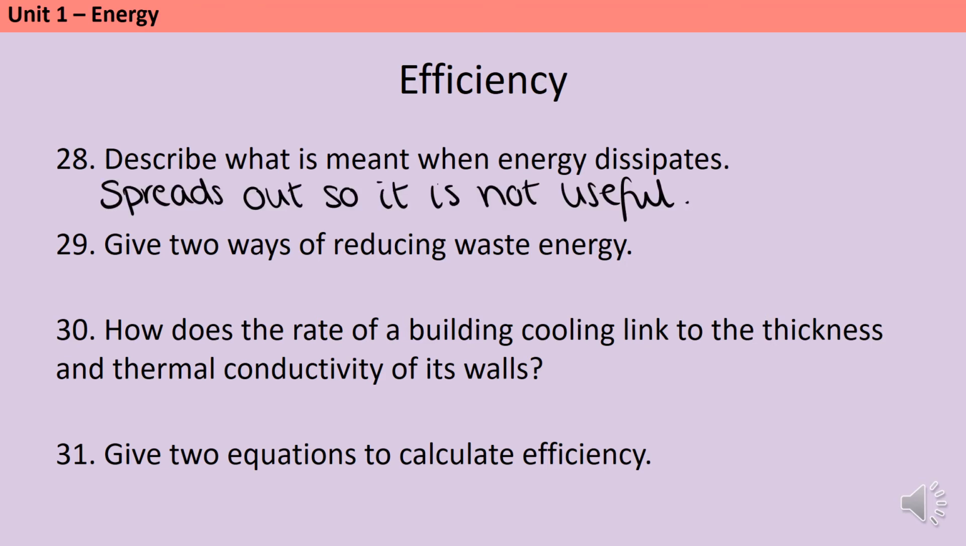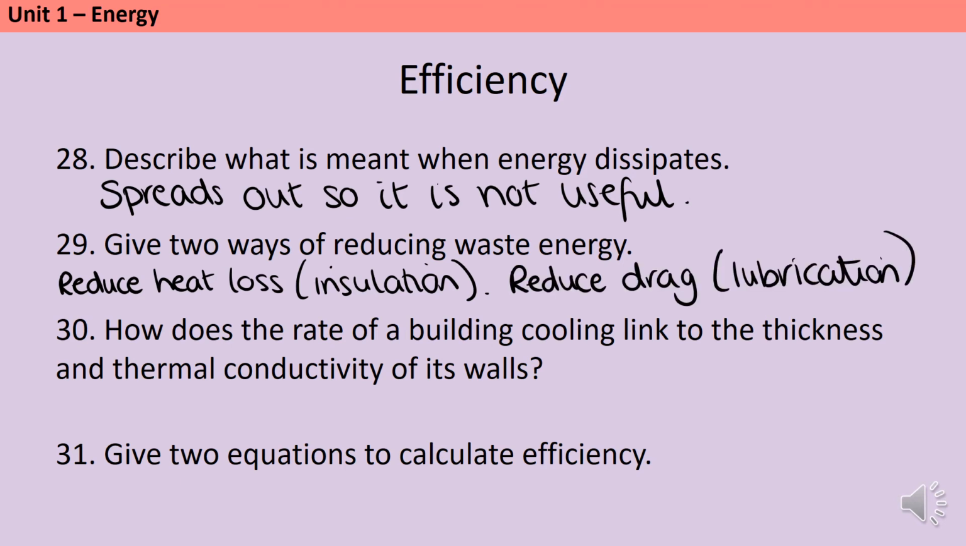Waste energy can be reduced either by reducing heat loss by insulating an item, or by reducing friction, air resistance and other drag forces by lubricating it. This next question seems a little bit silly, but it is specifically mentioned in the specification. So in case you weren't sure, if a building has thinner walls or higher thermal conductivity, then it will cool down faster.